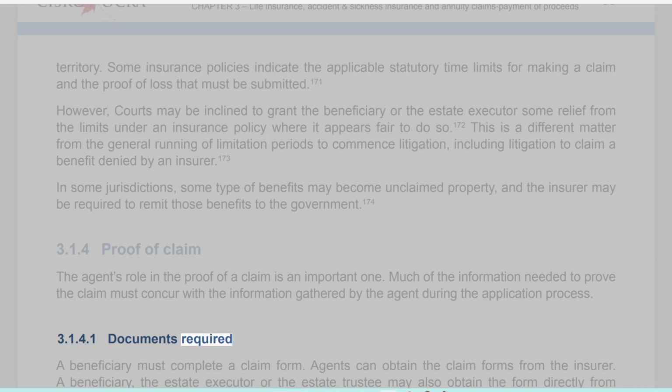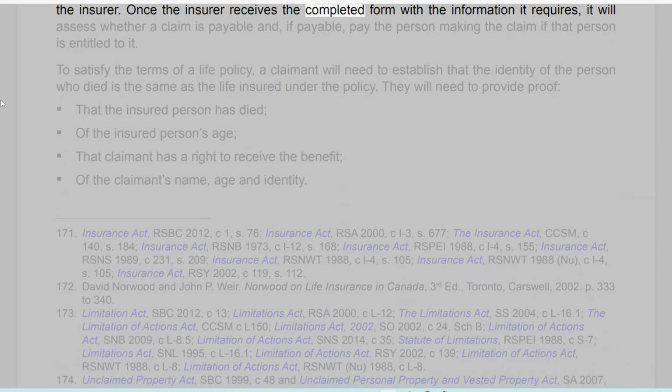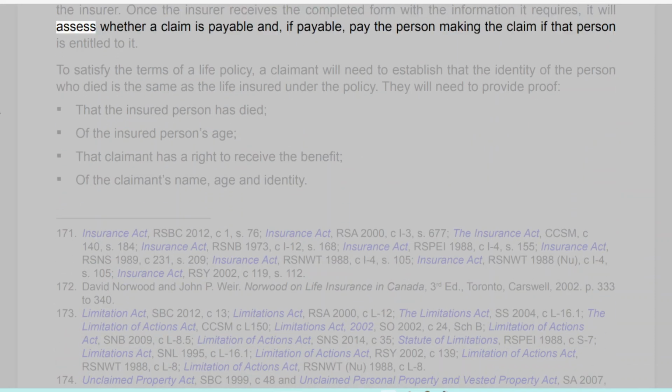3.1.4.1 Documents required. A beneficiary must complete a claim form. Agents can obtain the claim forms from the insurer. A beneficiary, the estate executor or the estate trustee may also obtain the form directly from the insurer. Once the insurer receives the completed form with the information it requires, it will assess whether a claim is payable and, if payable, pay the person making the claim if that person is entitled to it.